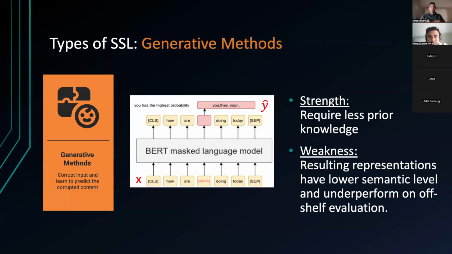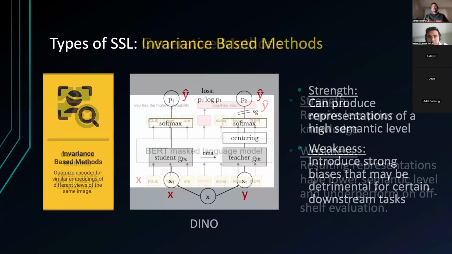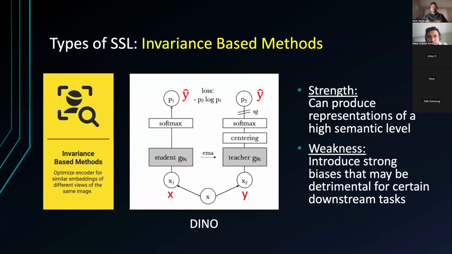So if you were to train it on something and then test it on a different distribution, as in a different data set having a different distribution, it will underperform a method that has been trained with invariance methods. So what are invariance methods? Invariance methods are optimized to make similar embeddings of different views. If we are talking in the sense of an image, different views of the same image.